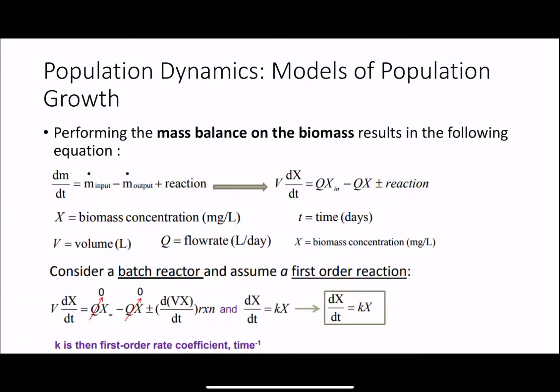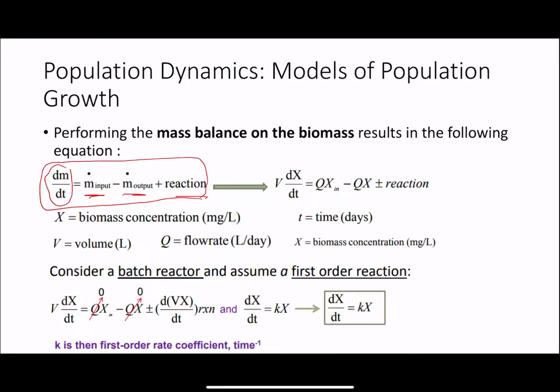Let's take the simplest models of population growth. Okay, let's look at the population dynamics. If we perform a mass balance on the biomass, we get the following equation. Of course, dM over dt, the change of mass with time, is mass rate input minus mass rate output plus any reaction. This is the mass balance of the biomass.